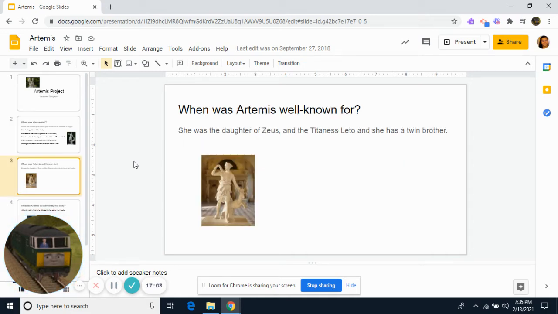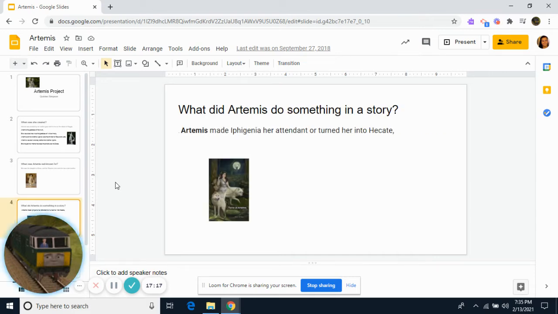What was Artemis well known for? She was the daughter of Zeus and the Titaness Leto, and she has a twin brother. There's a deer trying to run away. What did Artemis do in the story? Artemis made Iphigenia her attendant, or turned her into Hecate, twin of Artemis. This is all about dogs and a woman right there.